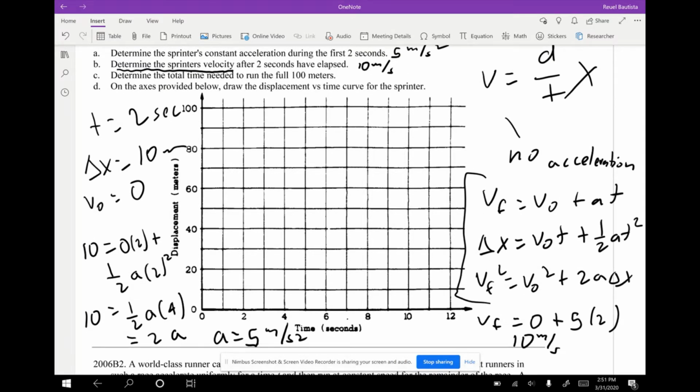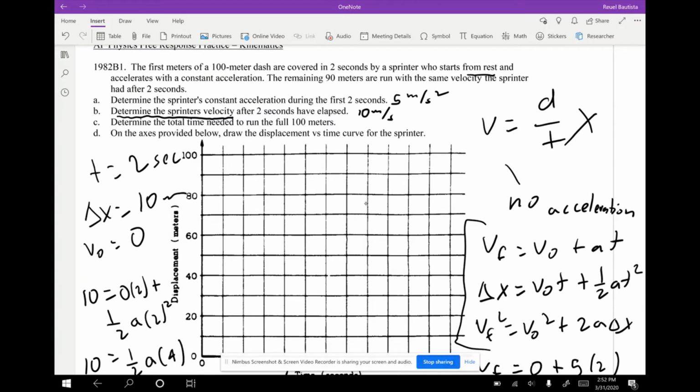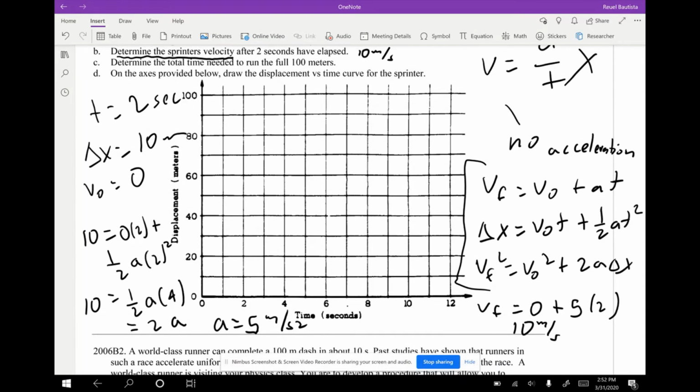So we know, based on the problem, that for the remaining 90 meters after the first 2 seconds, the runner was running with a constant velocity, meaning an unchanging velocity. So whatever final velocity it had, 10 meters per second, is going to be the constant velocity this runner has for the rest of the race. Since there's no acceleration for those 90 meters, which equation are we going to use?